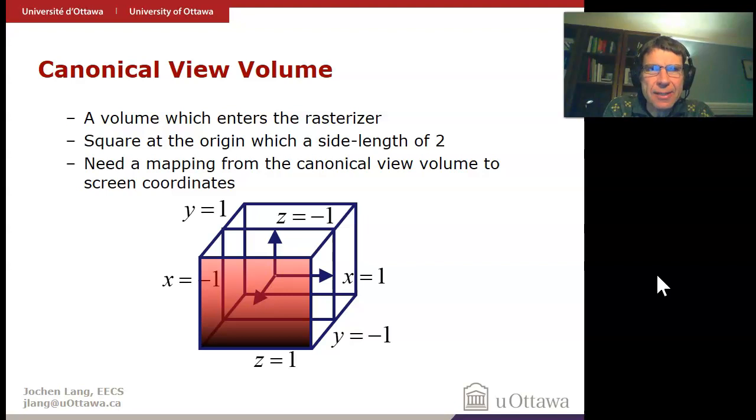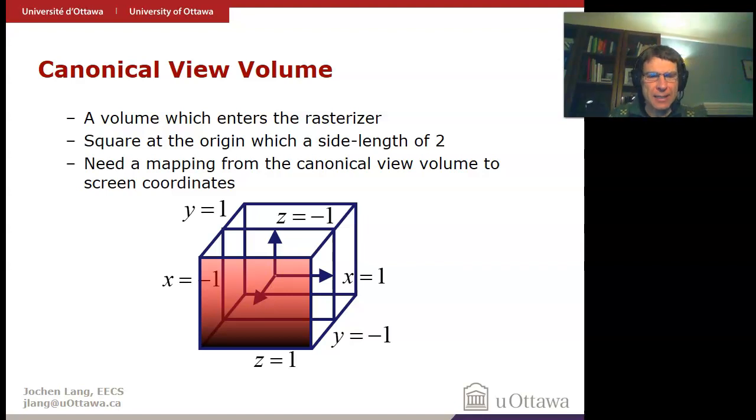Square at the origin with a side length of 2. When you look at the OpenGL matrices, actually the image plane will end up at z equals -1. Here I didn't show it like this. I showed it the way we derived the matrices, with z equals 1 as the image plane, but this doesn't really make a big difference.